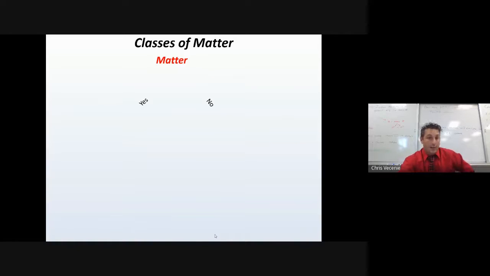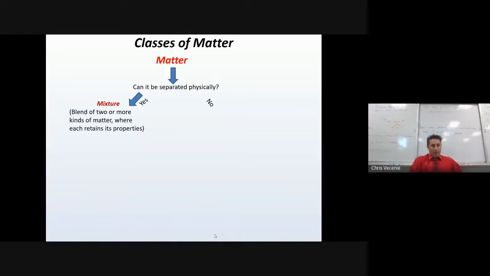All right, so like I said, we've got this big category of stuff that's everything called matter. So how do we know what to subdivide it as? Well, we ask ourselves a question. Can I physically separate it? So if I can take this thing I'm looking at and physically separate it into pieces, it is known as a mixture. It's a mixture of two or more different types of matter, but they keep their properties.